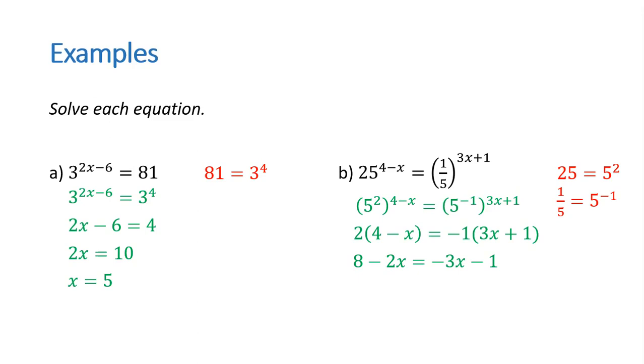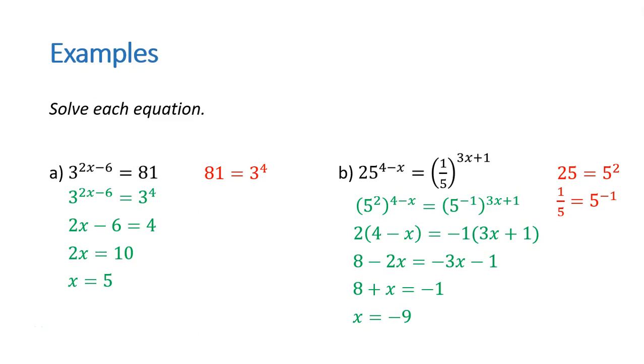Now my goal is to solve for x, but I've got x's on both sides of the equation. That's okay, that just means I need to move all the x's to one side and all the constants to the other side. In this case, I'm going to choose to add the 3x, that way the x's become positive. So I add the 3x to both sides, I now have 8 plus x is equal to negative 1, and then I move my 8 over to the other side as well. So I'm left with x is equal to negative 9, and that's my final answer for this problem.